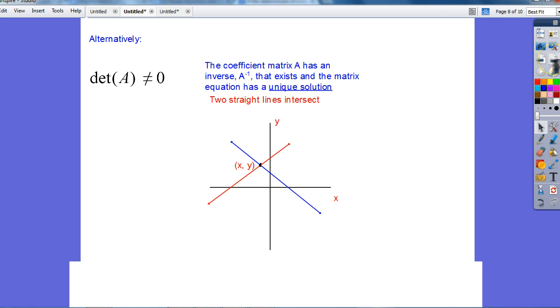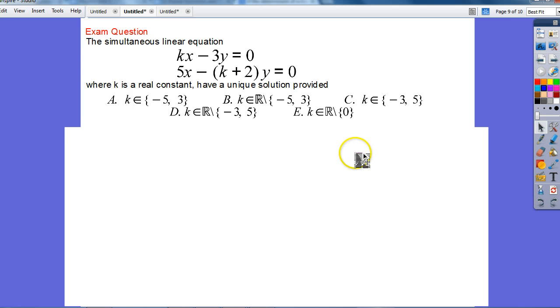So 3 options: infinitely many solutions, or no solutions at all, or one unique solution. Okay, let's look at this question. Simultaneous linear equations given by that, where k is a real constant, have a unique solution, provided that k is one of these 5 options for the values.